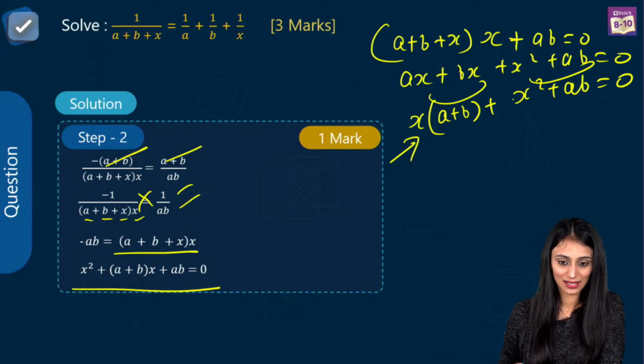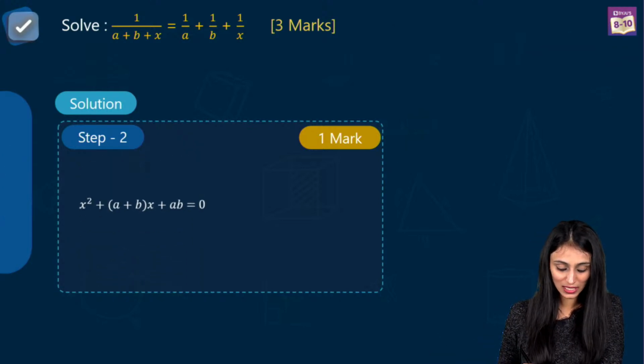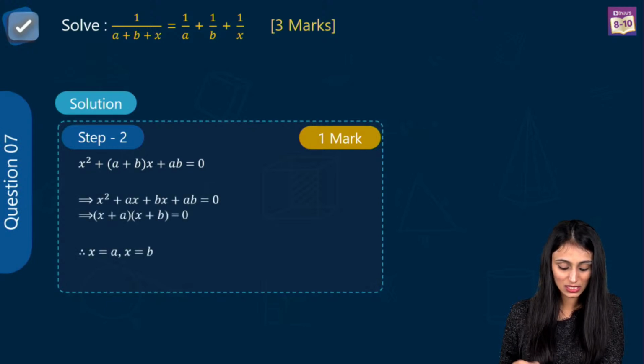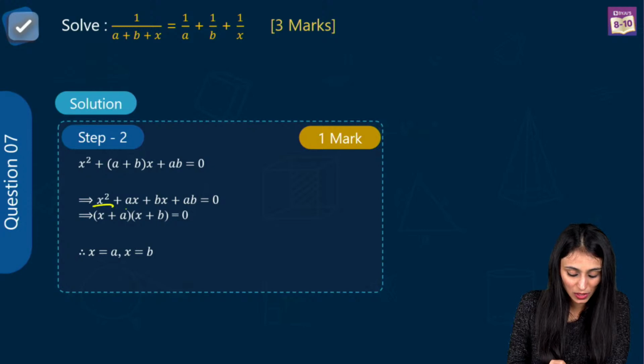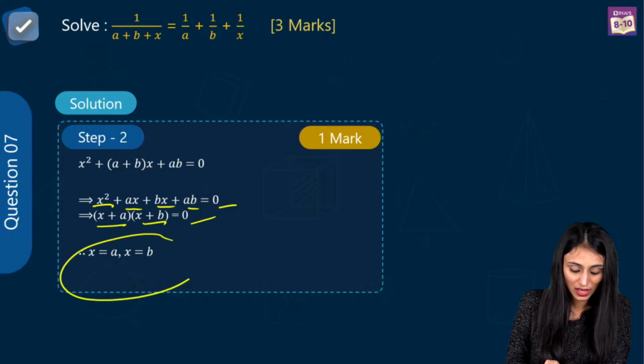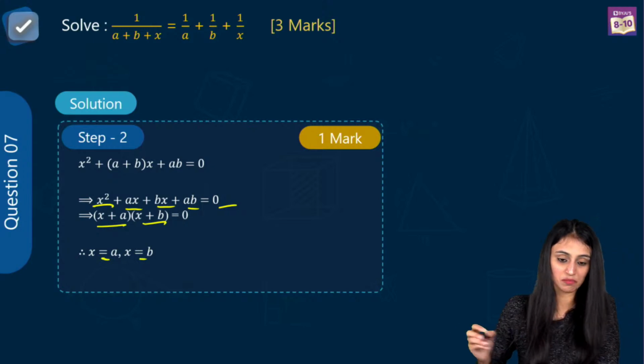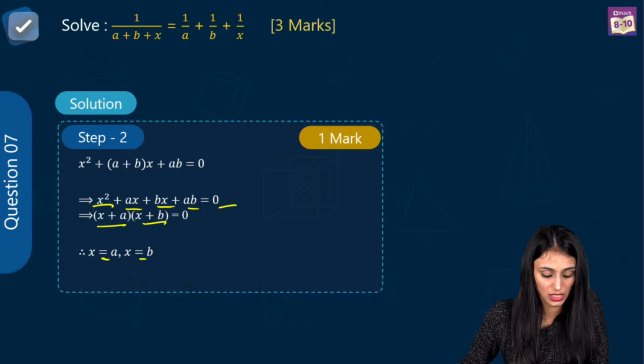Now simply, we can say here that x square plus a plus b times x plus ab is this. So I'm opening this up, x square plus ax plus bx plus ab equal to 0. We take common from consecutive terms. We have x plus a, x plus b equal to 0. So values are going to be x equal to minus a and minus b. These are the two values, minus b and minus a.